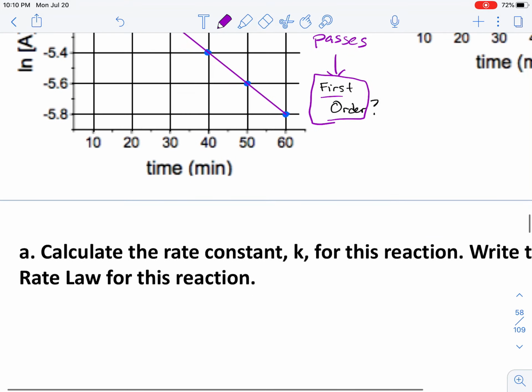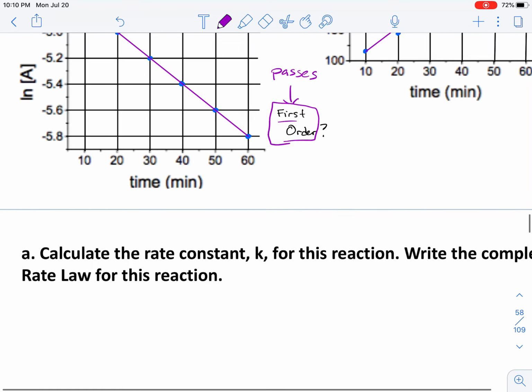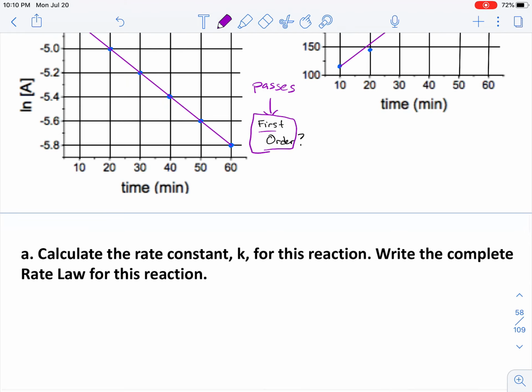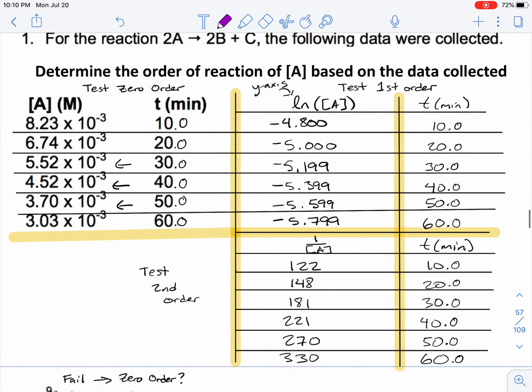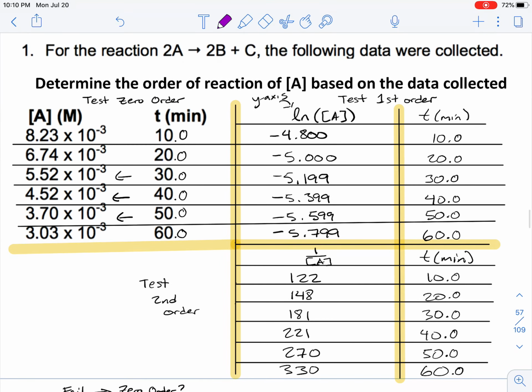All right, so what we're going to do next is some follow-up questions. But before I do so, I just want to quickly review, because it's such an important concept. To create these tests for zero order, first order, and second order, we take this raw data and take the natural log of it to test for first order. We take the reciprocal of it to test for second order.